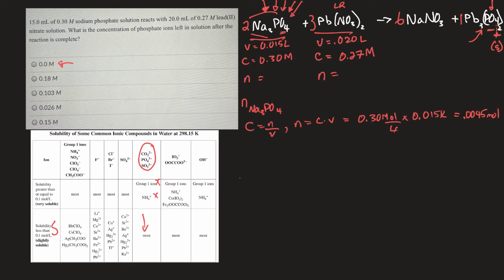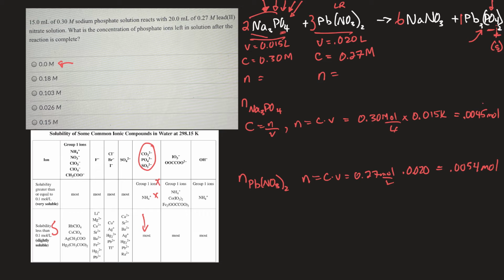So now let's figure out how many moles of the other one we've got, of the lead 2 nitrate. Okay, it's going to be the same game, right? So n is equal to C times V. The concentration is 0.27 moles per liter times the volume, 0.020. So same kind of multiplying, eh? So I'm calling it 54. So 0.0054 moles of lead 2 nitrate.